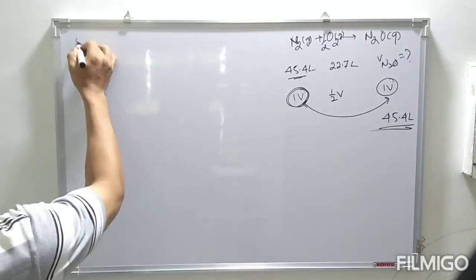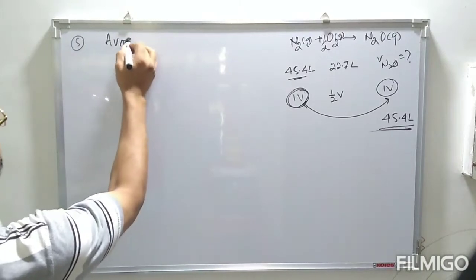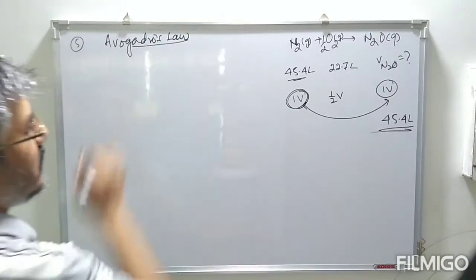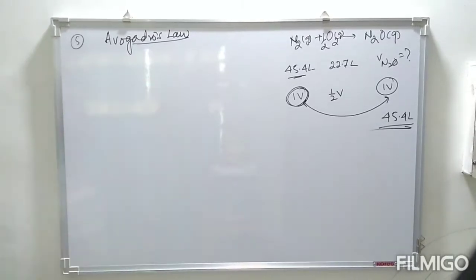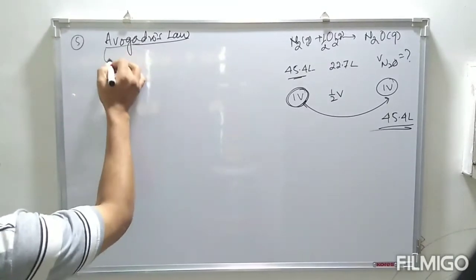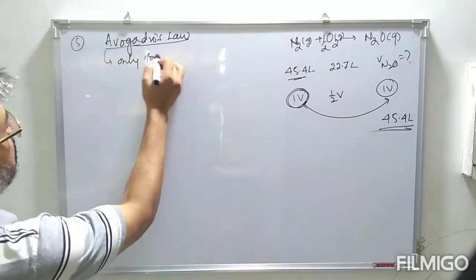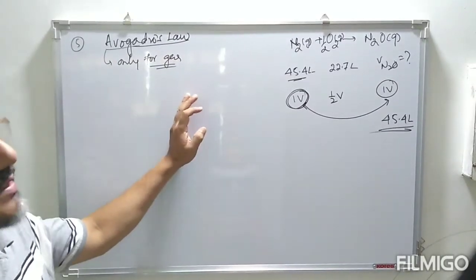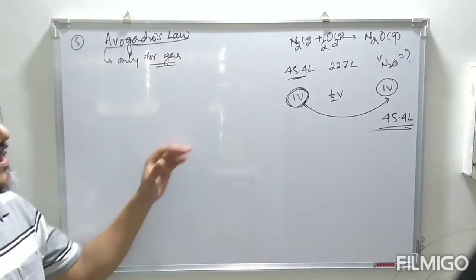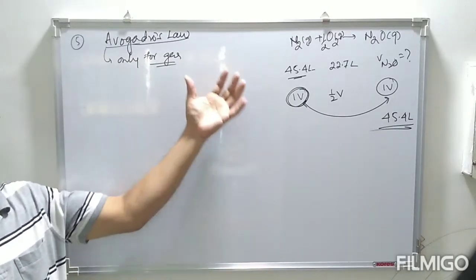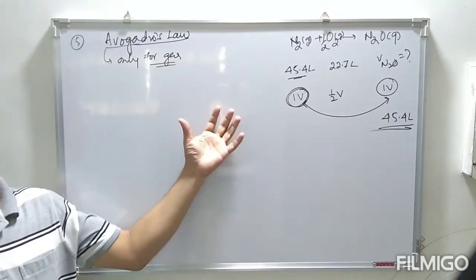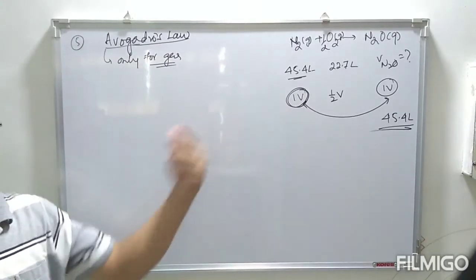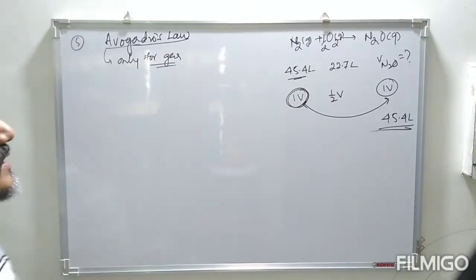Next law is Avogadro's law. Again, this Avogadro's law is applicable only for gases. It is not applicable to solids as well as liquids. So the last two laws, Gay-Lussac's law and Avogadro's law, are applicable only for gaseous reacting species, whereas the remaining laws are applicable to solids, liquids as well as gases.